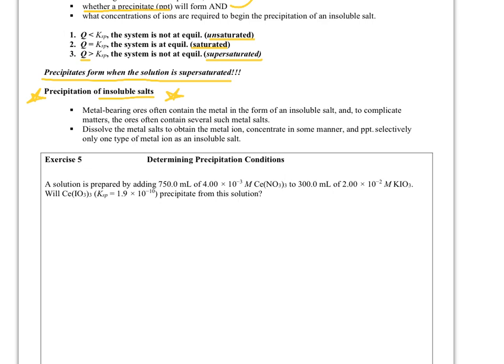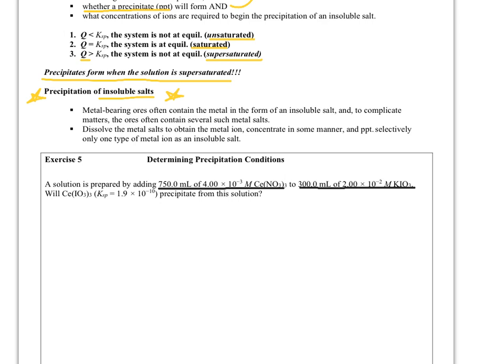In this example, there is a reaction, right? And it says a solution is prepared by adding 750 milliliters of 4.00 times 10 to the negative 3 molar cerium nitrate, right? So here's what we're adding, to 300 milliliters of 2 times 10 to the negative 2 molar KIO3. All right, so the first thing I like to do is just write my reaction, because I like to see the reaction written out and see what's going on.